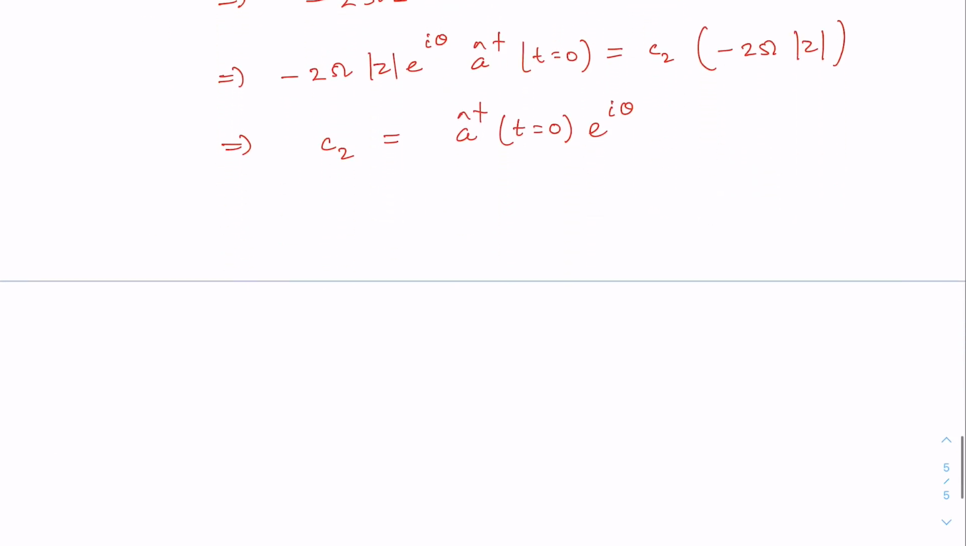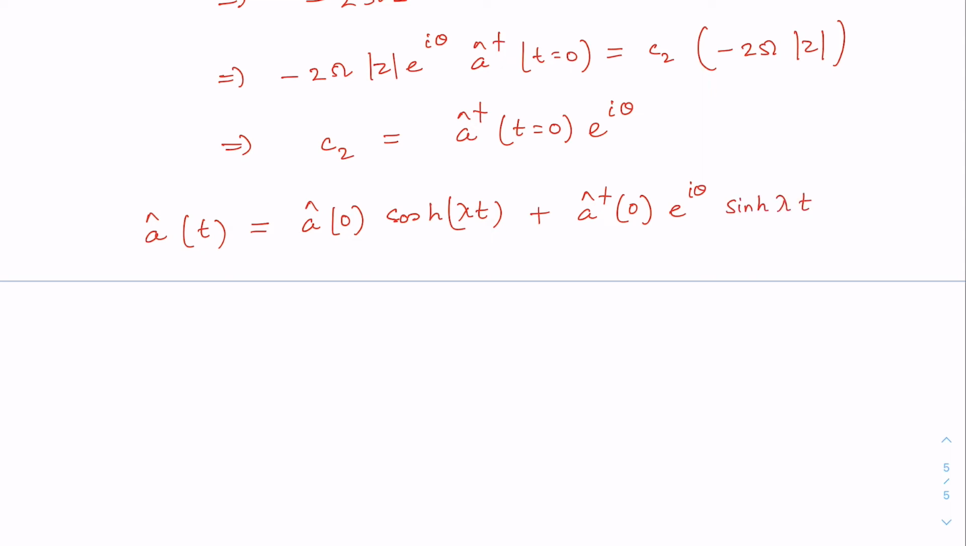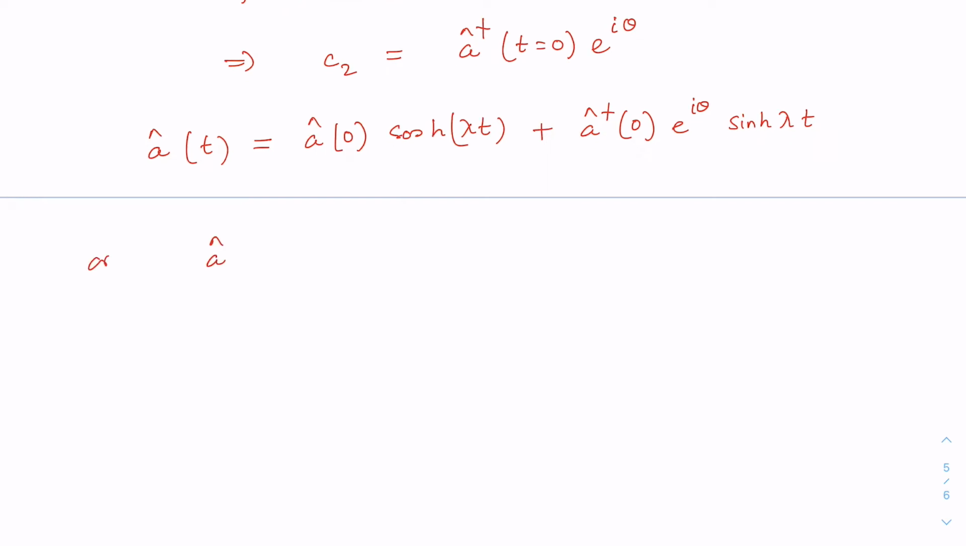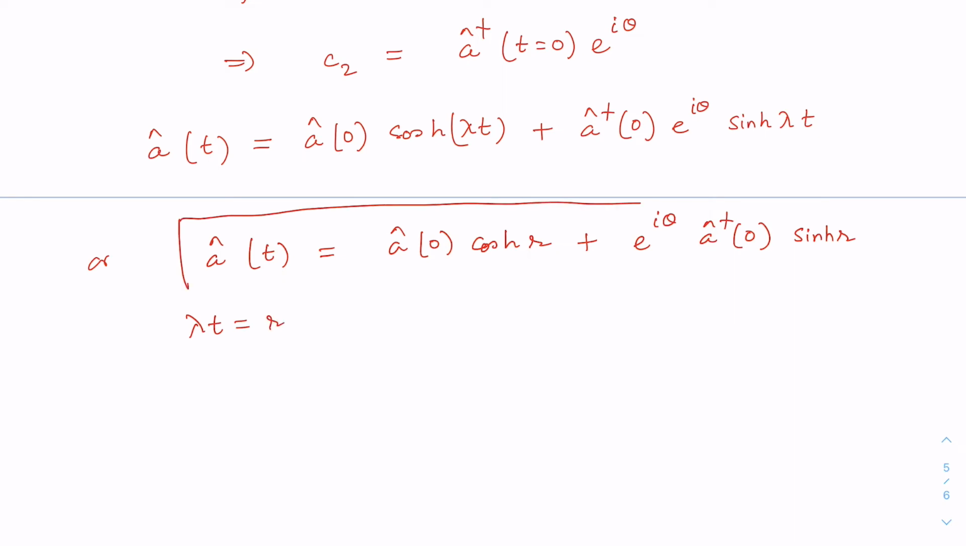So therefore what I get finally is that I get a of t is equal to a of 0 cos hyperbolic lambda t, okay, and plus a dagger 0 e to the power i theta sine hyperbolic lambda t. Or I can write it as a of t is equal to a of 0 cos hyperbolic r plus e to the power i theta a dagger 0 sine hyperbolic r. Okay, where I have taken lambda t is equal to r. So this is what I got.